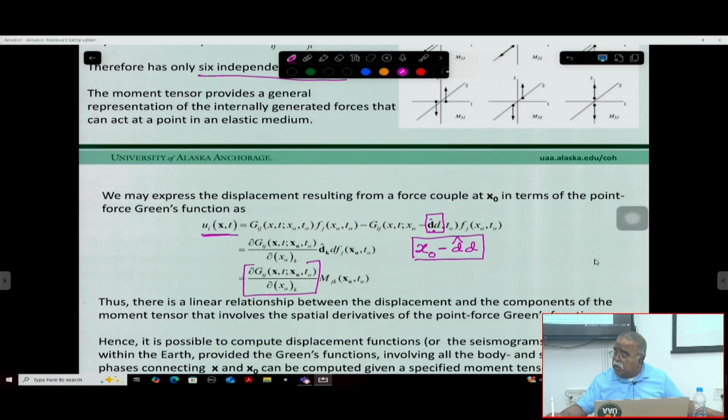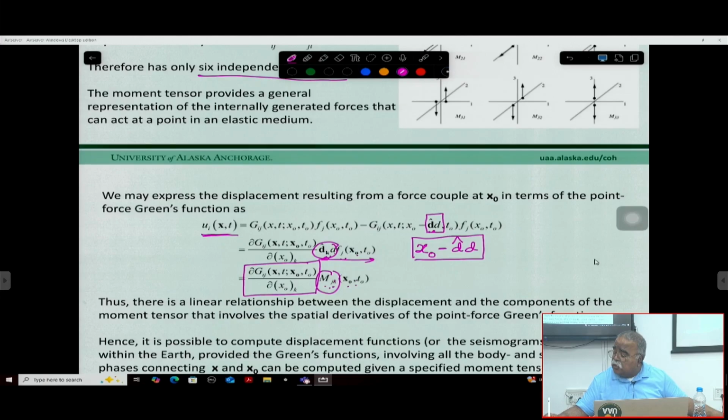This is one part, and this part is actually related to the moment, because that is d into f. So that will be the moment value. So this is j and k. I call it mjk x0 t. Does it make sense to everybody? So this is your distance multiplied by the force, displacement multiplied by the force. So that will be the moment value.